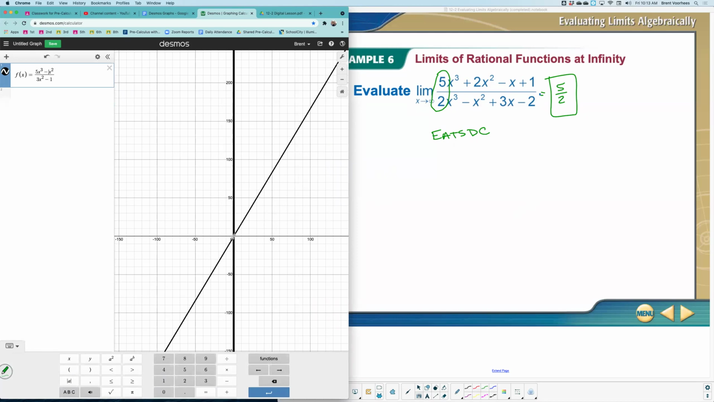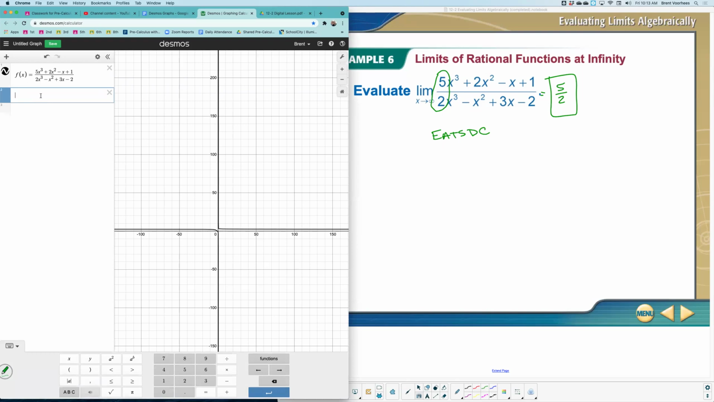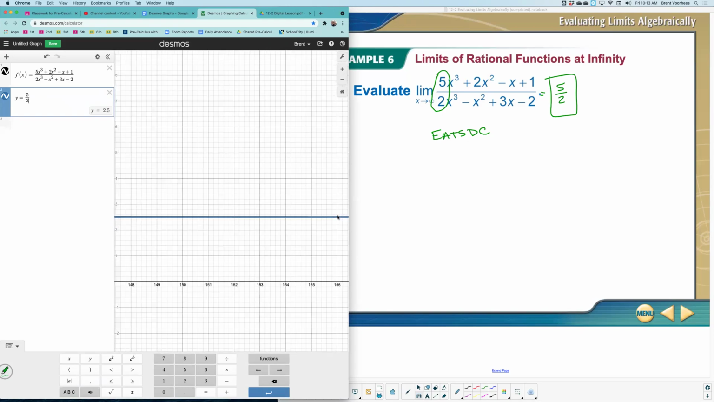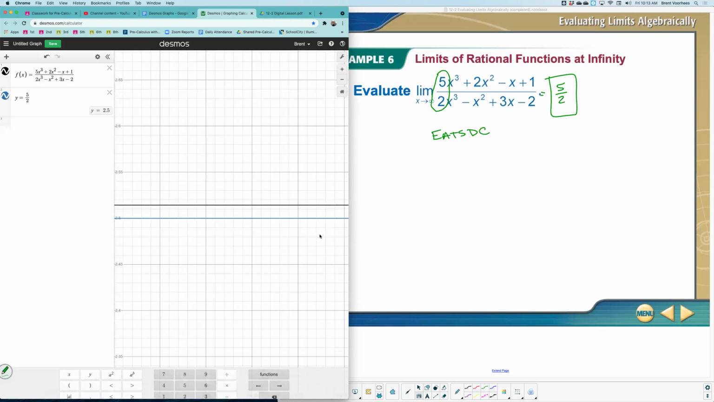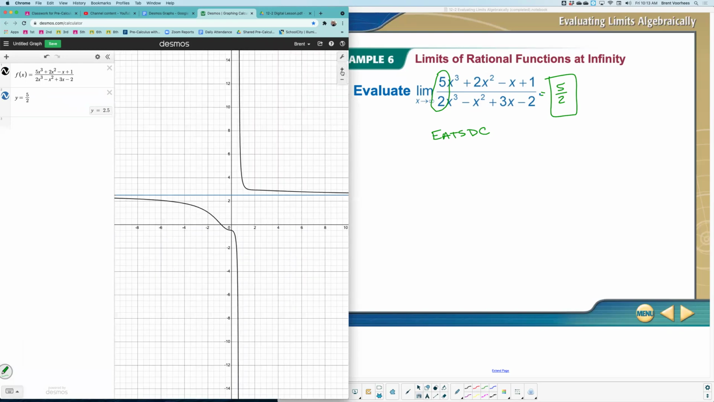5x cubed plus 2x squared minus x plus 1 over 2x cubed minus x squared plus 3x minus 2. As we want to see the graph as it goes right forever, I can see it's approaching a constant number. And if I put in 5/2, y equals 5/2. If I put that in and zoom in, you'll see that these lines are basically one on top of the other. There is very little difference.